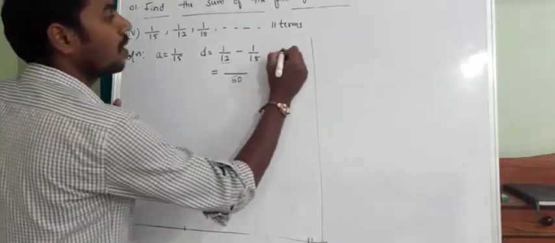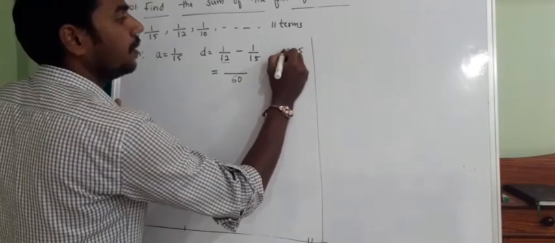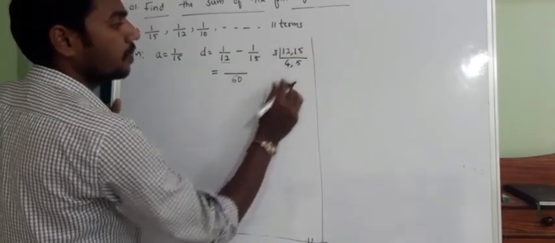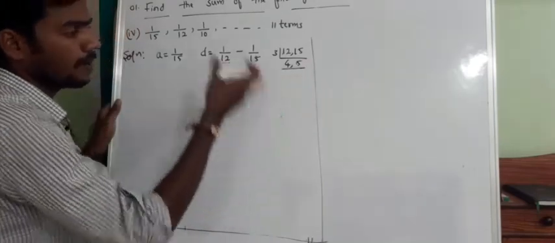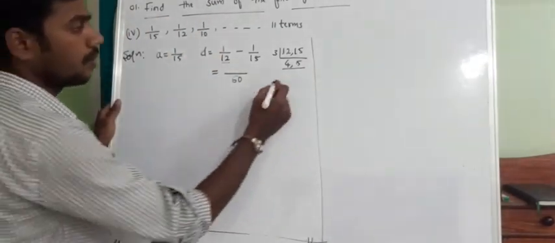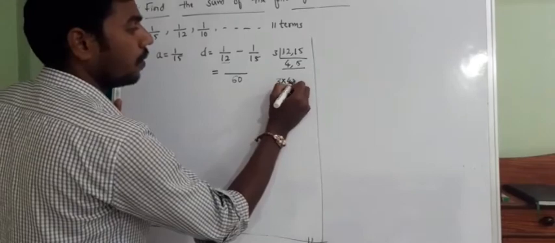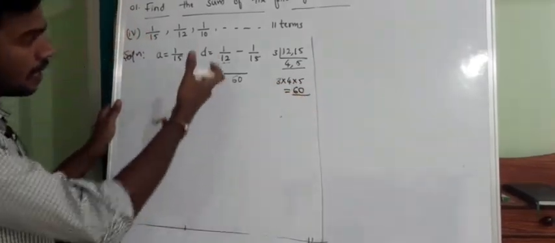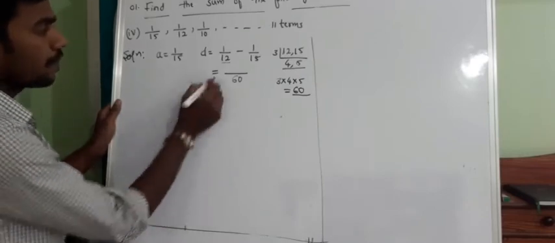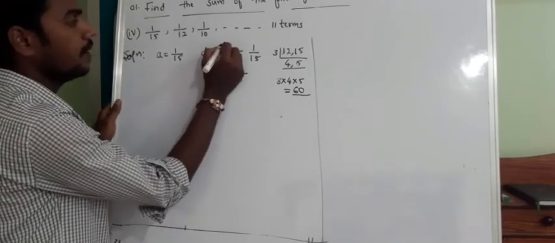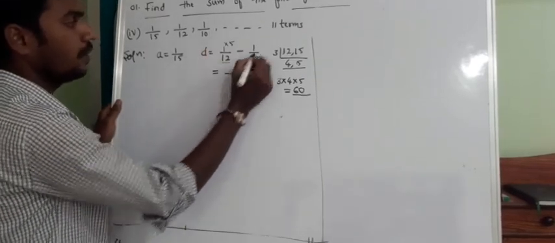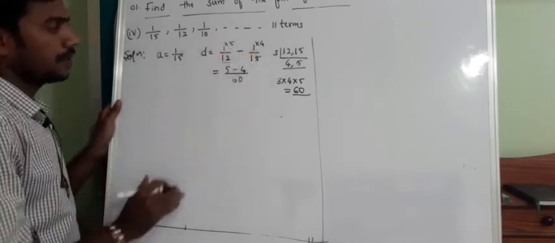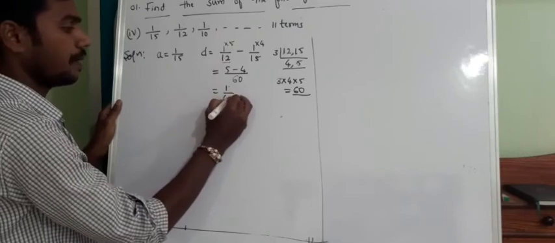Or else you can calculate 12, 15. So 3 fours are 12, 3 fives are 15. So these two are co-prime. I need not proceed further. So 3 into 4 into 5, 3 fours are 12, 12 fives are 60. 60 will be LCM. Directly you can calculate. So 12 fives are, 15 fours are. So 5 minus 4. So it will be equal to 1 by 60.